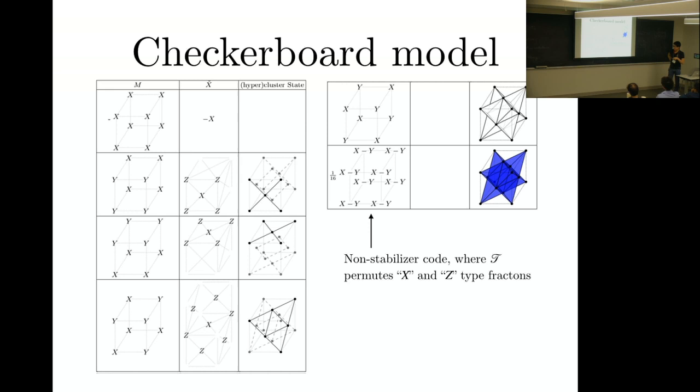And it's a hypercluster state where every triangle I draw here in blue is a control Z gate. And what happens in the fracton case is that you have X-type fractons and Z-type fractons, and time reversal actually permutes the two types of fractons. So I'm out of time.